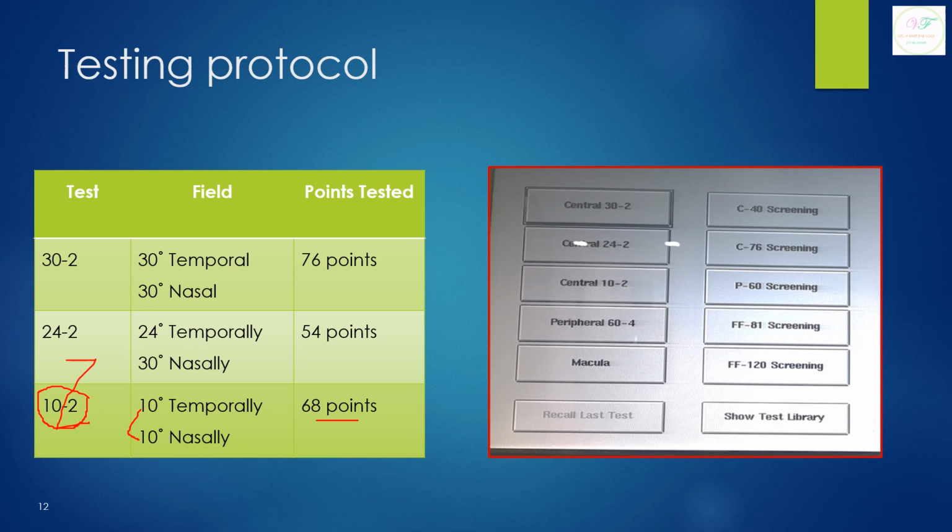So there are some screening methodologies also which are present for performing the visual field test, but it's ideal for you to perform these tests.